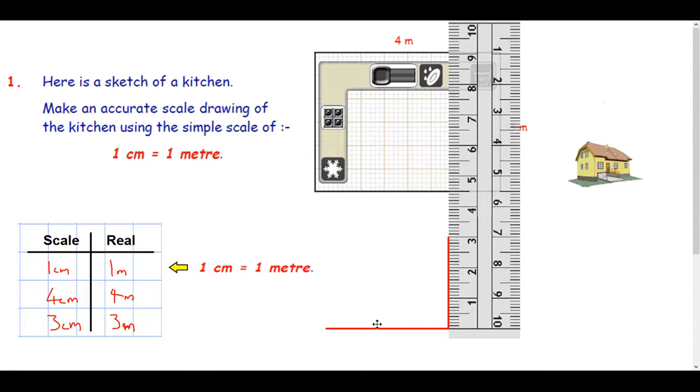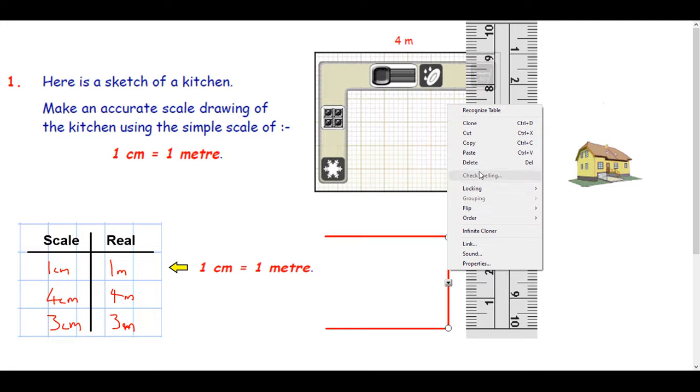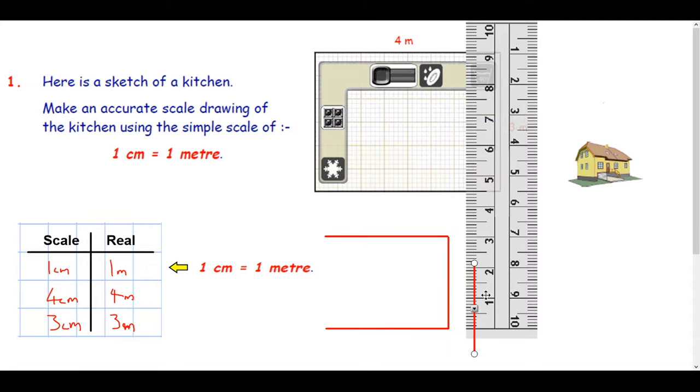And then because I'm using this, I can just quickly go the same along the top and the same on the other side. Again, you would just do the exact same on the other sides.